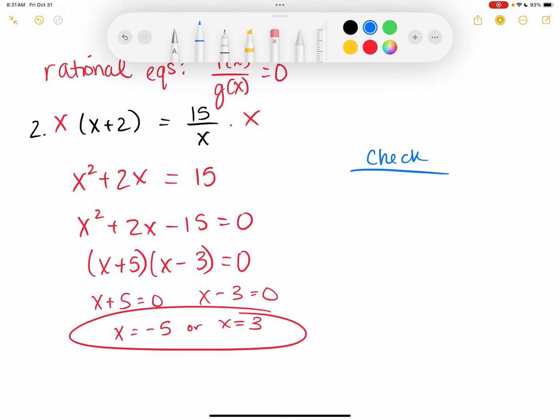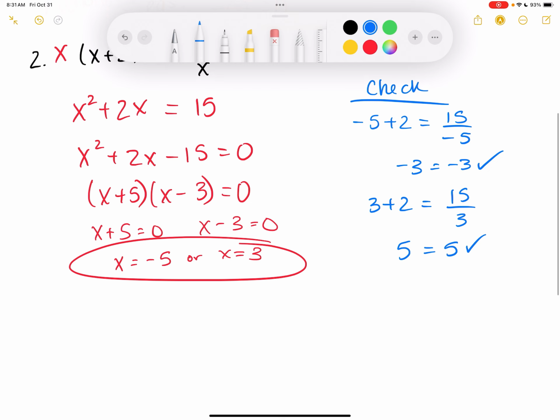So I have to check each one. I'm going to plug in negative 5. So I've got negative 5 plus 2 is equal to 15 over negative 5. Negative 3 equals negative 3. So that one's good. And then check 3. 3 plus 2 is equal to 15 over 3. 5 equals 5. That one's also good, so both of those work.